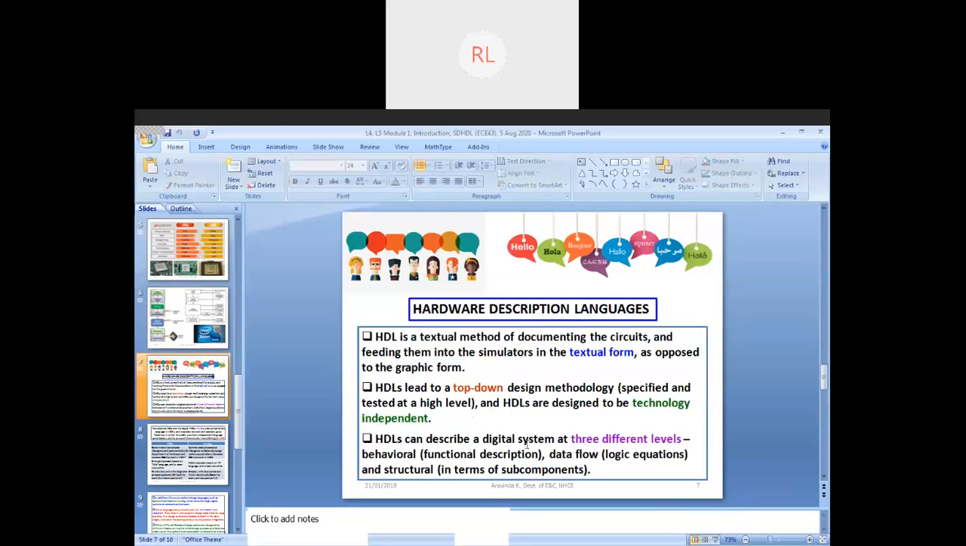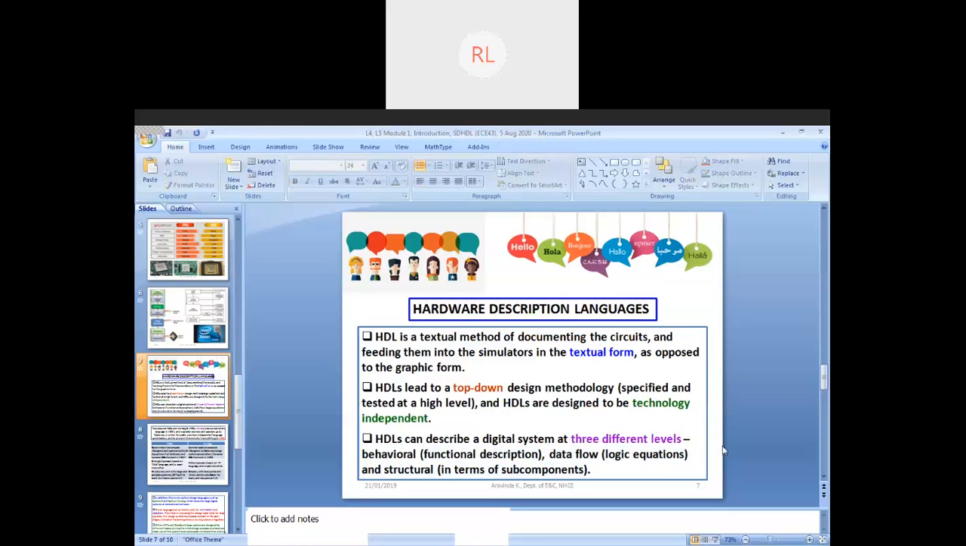Next, you can see here that you have HDLs which can describe a digital system at three different levels. So the first one is behavioral, data flow, and then structural. Okay, so these are the three main types of levels. Of course, there are few other bifurcations as well, but we will be focusing on these three mainly: behavioral, data flow, structural.